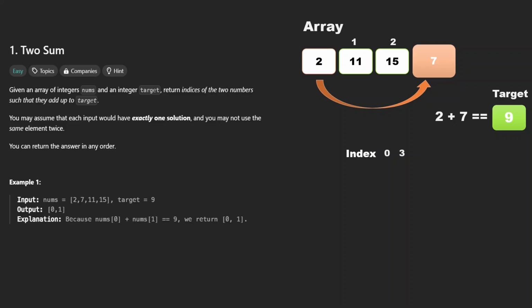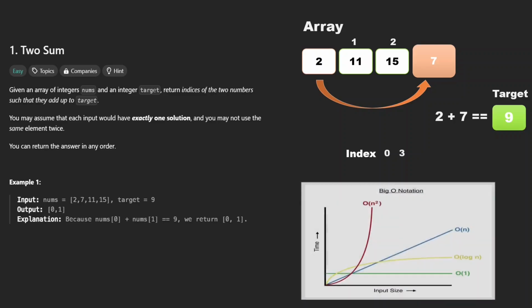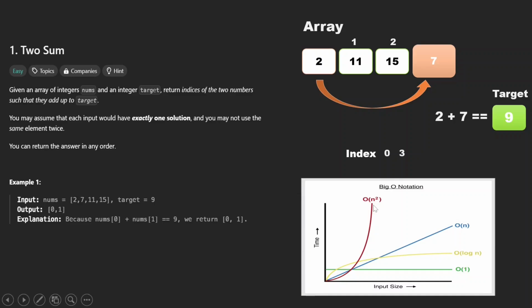In this approach, the time complexity will be order of n square, right, which is very bad. If you look at the graph here, the big O notation, you can see that order of n square is very bad. So we have to optimize it. Later in this video we will optimize it to order of n using a hash map. But first let's write the code for our brute force approach.